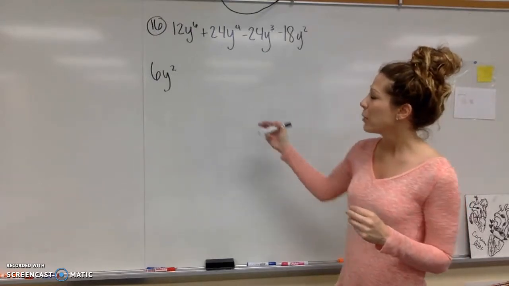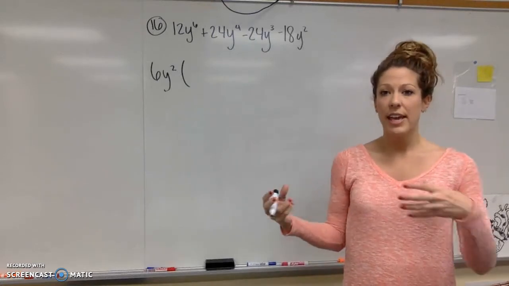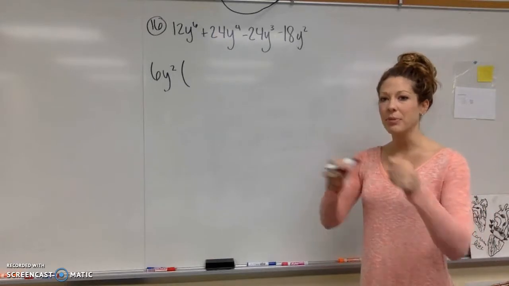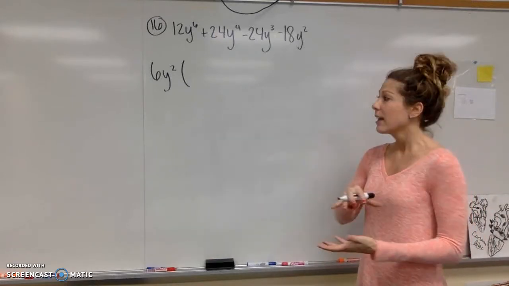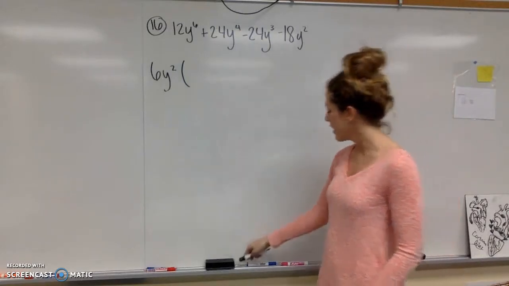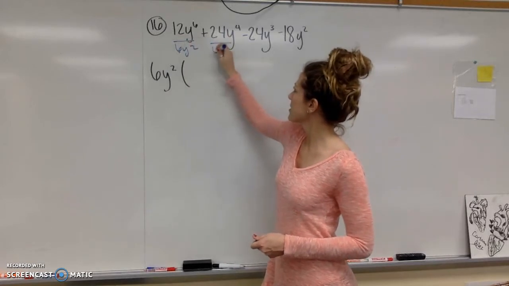All right, now, when we're factoring, basically what we're doing is dividing, because factoring is the opposite of the distributive property. And since distributive property we're multiplying, factoring we're dividing. So we're going to be dividing each of these terms by 6y squared. If it helps, go ahead and put them all over 6y squared.